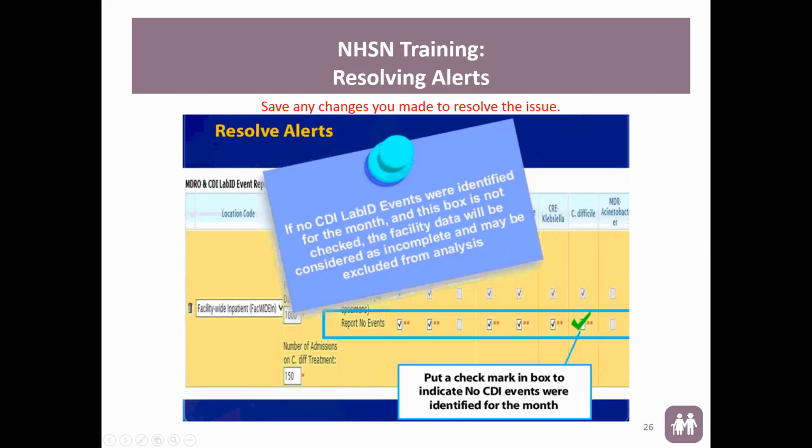If the person had an event, they would have to go in and report the event, and that would resolve that event alert as well as this alert. In this case, since they had no events to report, they select the checkbox, and that removes the alert for the missing event, and that also removes the alert for incomplete summary.